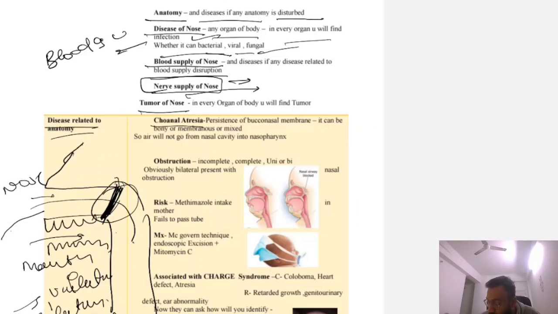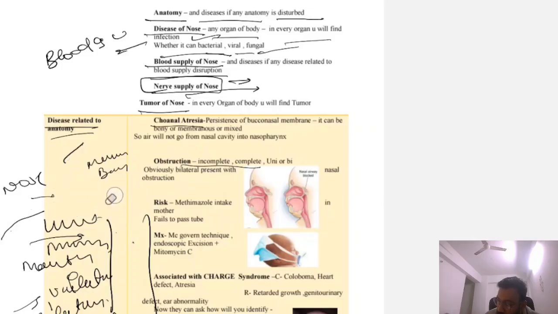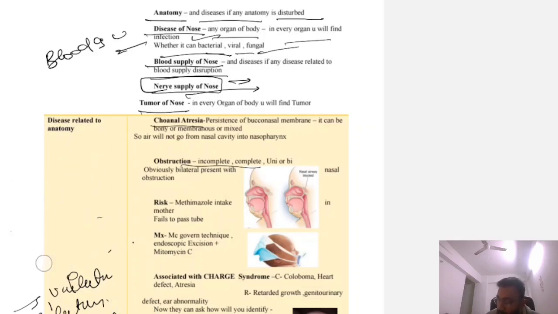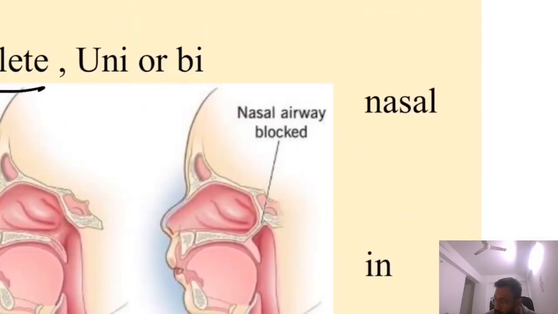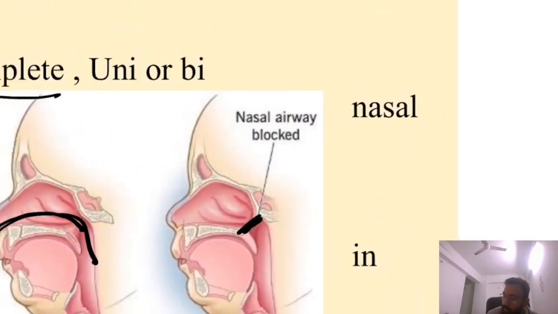If it persists on both sides, then the patient will have dyspnea, the patient will be in distress because he is not able to breathe. This buccal membrane could be membranous, could be bony, or could be mixed. And this obstruction could be incomplete or complete. Incomplete is only half obstruction, and complete is entire obstruction of the nasal pathway. So there are many types of conal atresia. You can see in this patient, this is the nasal pathway, this is a normal patient. You can see there is a persistence of buccal membrane. Nasal air is blocked.